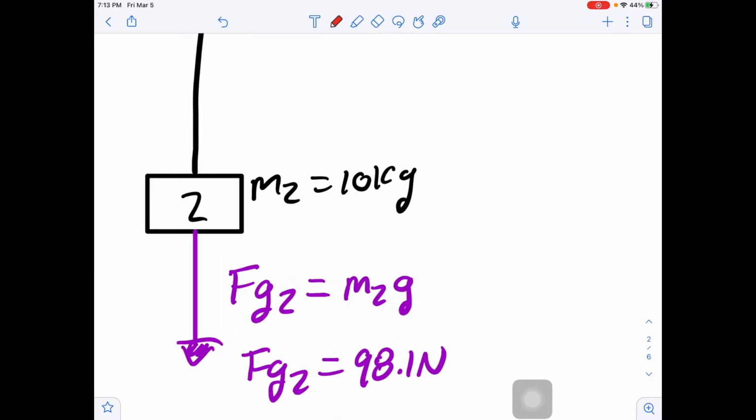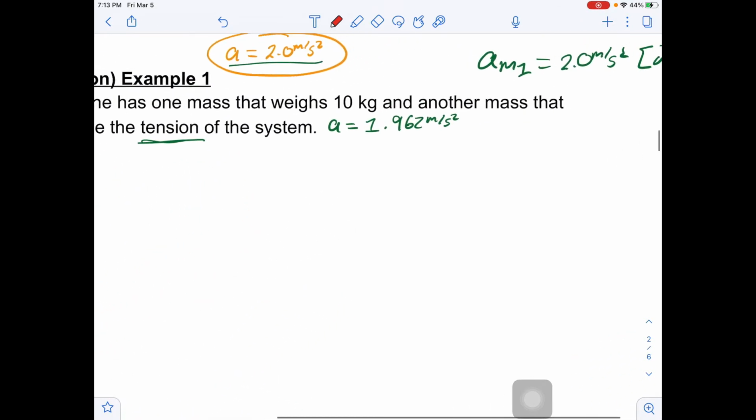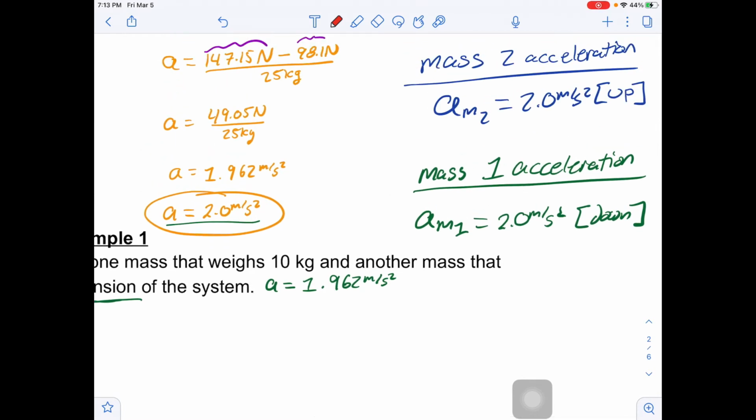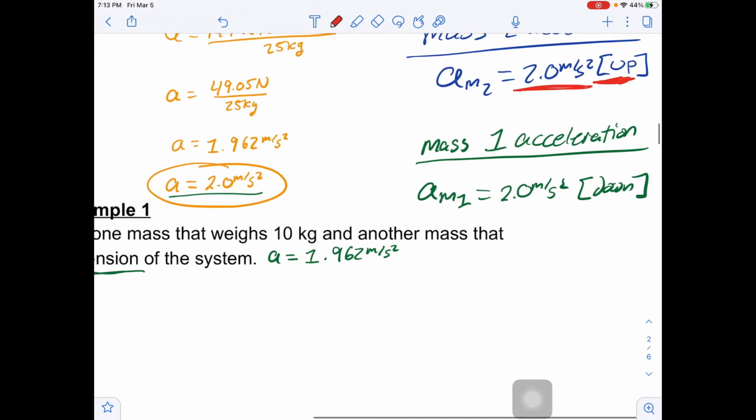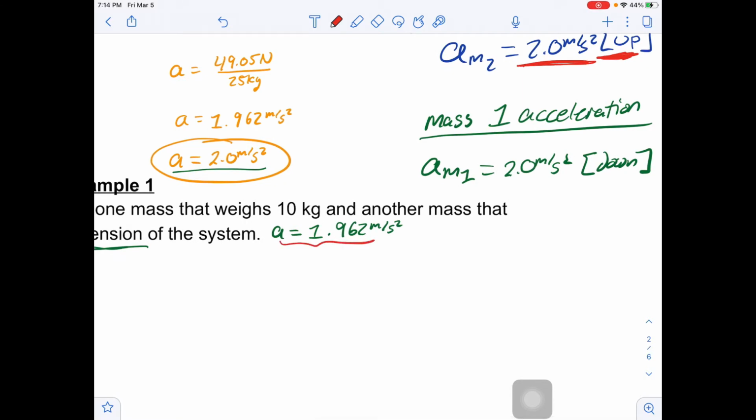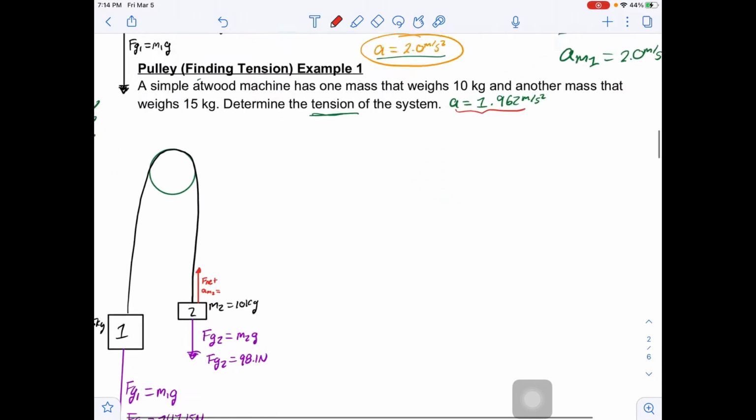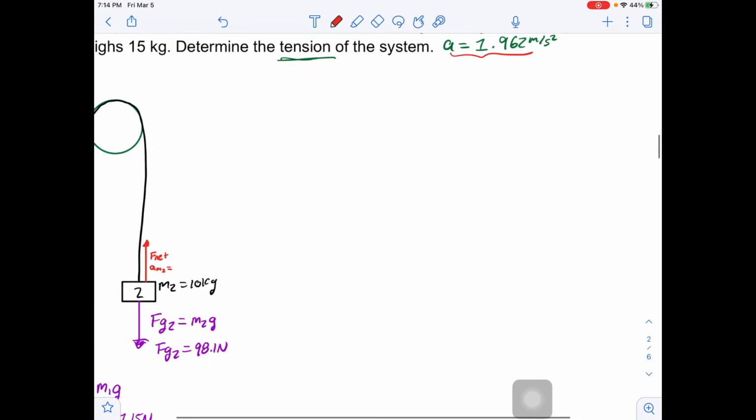If we just looked at mass 2 and only mass 2 and ignored what was happening over here, we know a few things. From our last question, we figured out that mass 2 is actually moving upwards. So his net force is going up because he is moving up. We determined that the acceleration on mass 2 was 1.962 meters per second squared up. I'm going to use the whole value here, not my rounded. So this is the acceleration of the whole system, but if we want to zoom in just on mass 2, this is also the acceleration of just mass 2 going up.